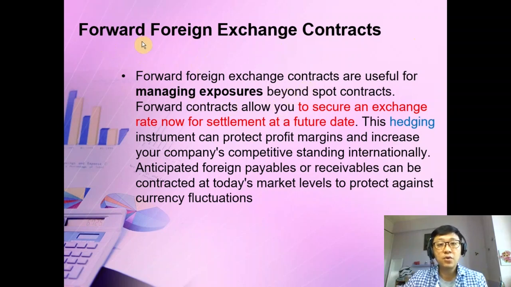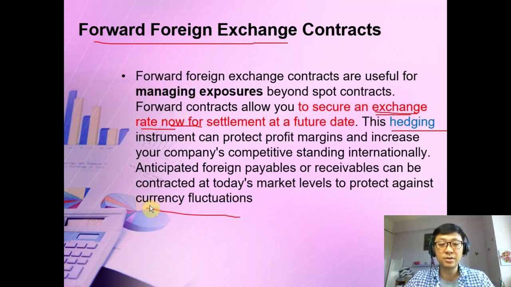Okay, forward foreign exchange contracts. This is about settlement, especially as we have seen in an example before when we dealt with exchange rates. Exchange rate settlement is usually a headache, so you need a forward foreign exchange contract to hedge against fluctuations in the currency, to protect against currency fluctuation.